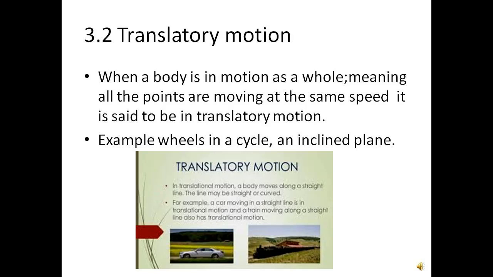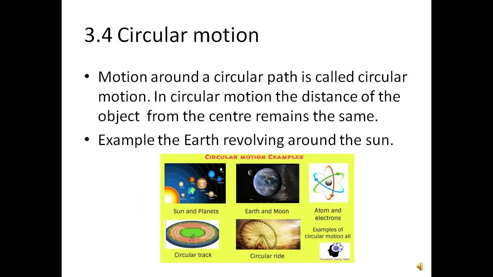Circular motion. Motion around a circular path is called circular motion. In circular motion, the distance of the object from the center remains the same, meaning that when the earth is revolving around the sun, it is at the same distance from the sun all the time while it is revolving.